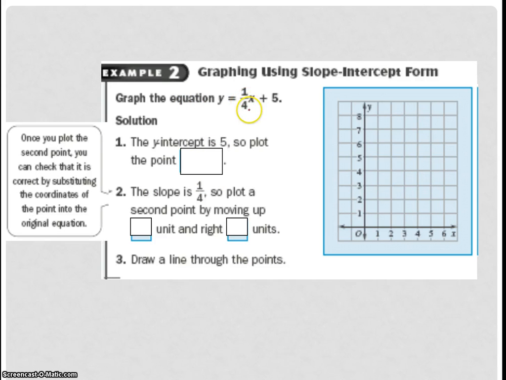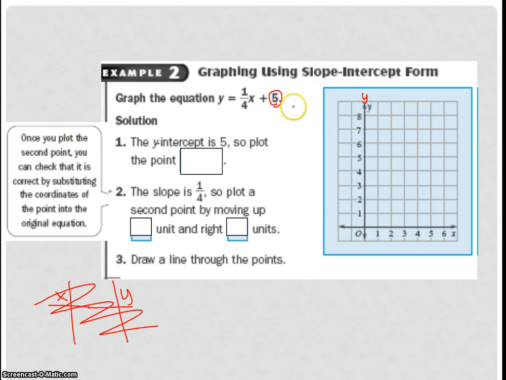Once we know the slope and the y-intercept, we can easily graph it. A little bit easier than doing our chart. Remember how we would usually do it, we would do our chart? We're not going to do that anymore. We're going to use the fact that the y-intercept is 5. What that means is that on the y-axis, I'm going to go to the number 5 and put a dot. And the dot is at 0, 5.